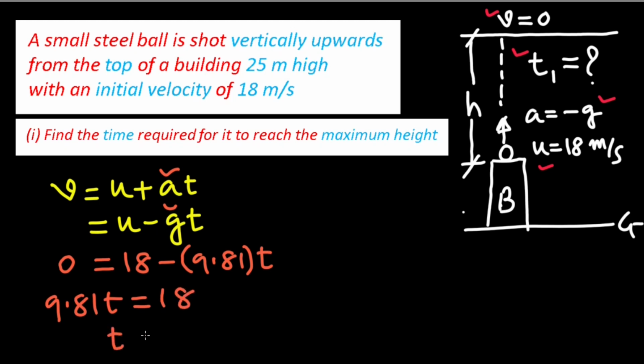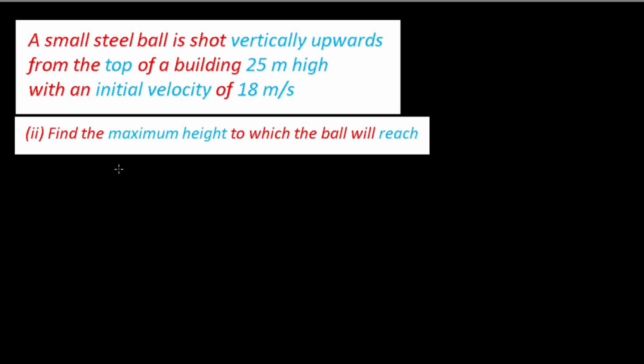Therefore, t will be 18 by 9.81, which gives us time of 1.83 seconds. So the ball will take 1.83 seconds to reach the maximum height when it is thrown from the top of the building. In the second question, we have to find the maximum height to which the ball will reach.